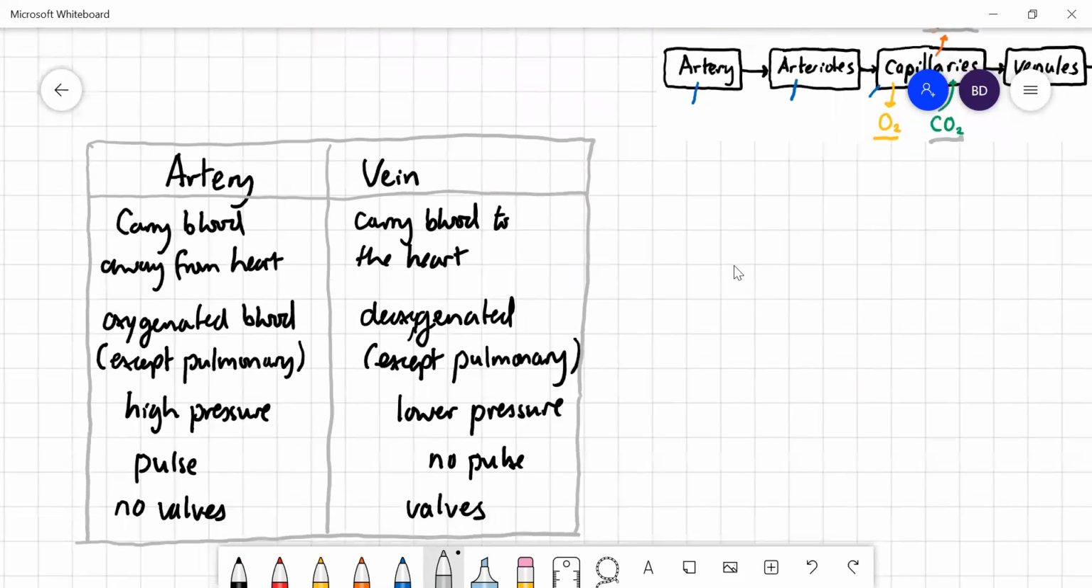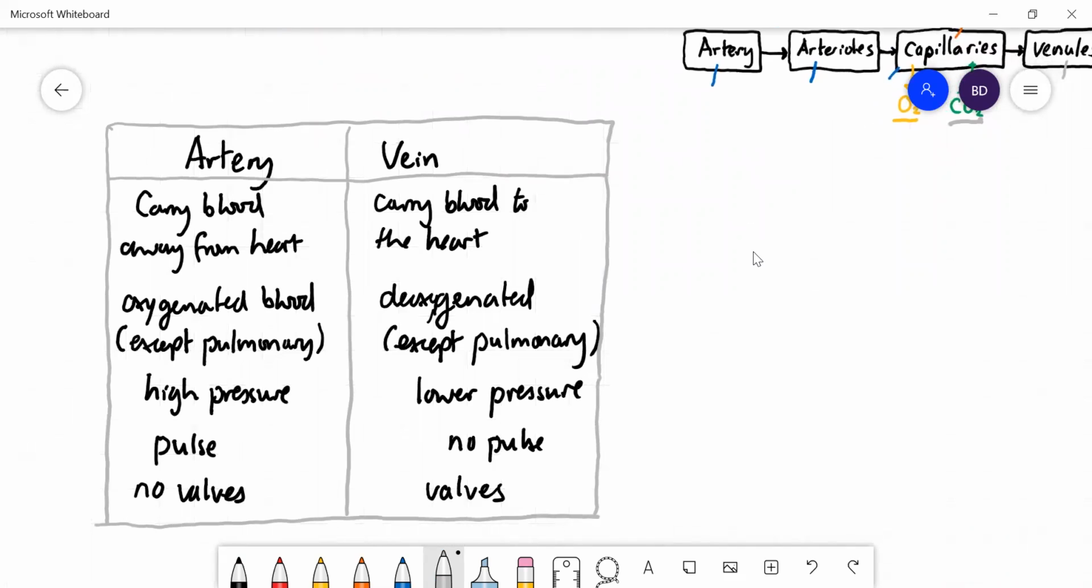Right, arteries, they carry blood away from the heart, whereas veins, it's always towards them. Artery is usually oxygenated blood, except the lung artery, which is called the pulmonary artery, carrying blood from the right-hand side of the heart. And the same with the veins, that's nearly always deoxygenated blood, except in the case of the pulmonary vein, which takes blood back to the heart from the lungs. The blood pressure in the artery is very high, and they have elastic walls to be able to cope with that. The vein, the lower pressure, they don't need such thick elastic walls.